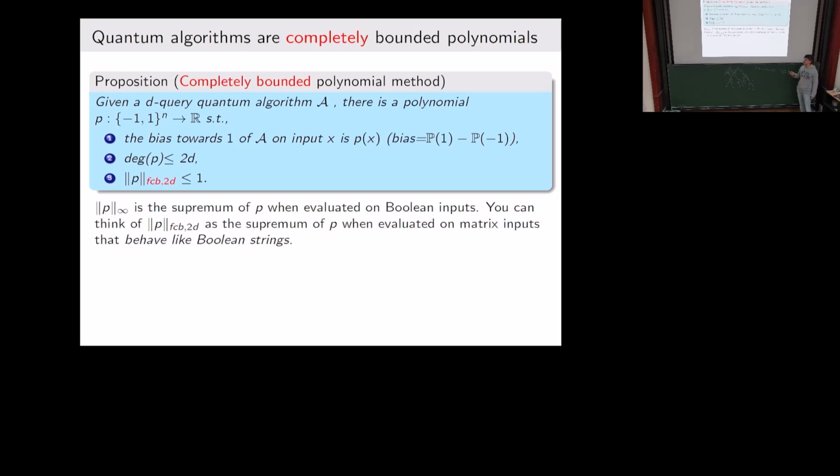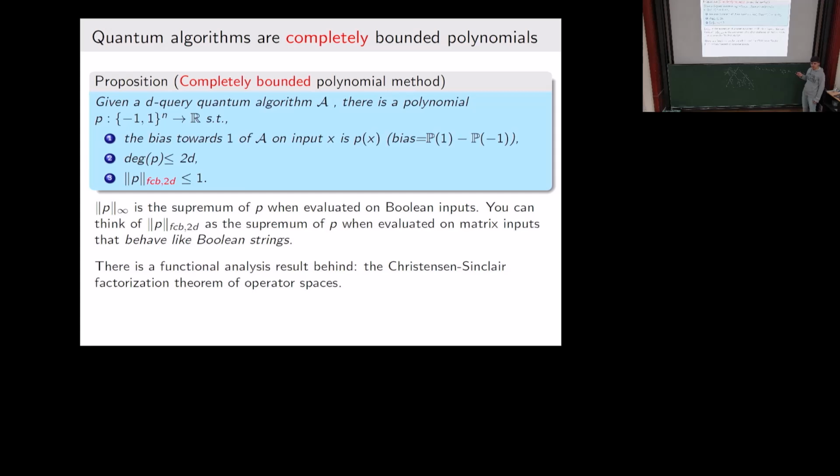And of course, the Fourier completely bounded norm is going to be bigger or equal than the infinity norm because we are going to extend the place where you can evaluate the polynomial in your supremum. So here, when I say evaluating the polynomial on matrices, I mean matrices of any dimension that behave like Boolean strings, in particular of dimension 1. So the Fourier completely bounded norm is going to be bigger or equal than the infinity norm. So that is some intuition that you can get for the moment.